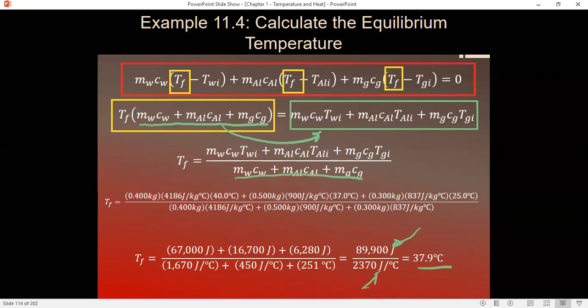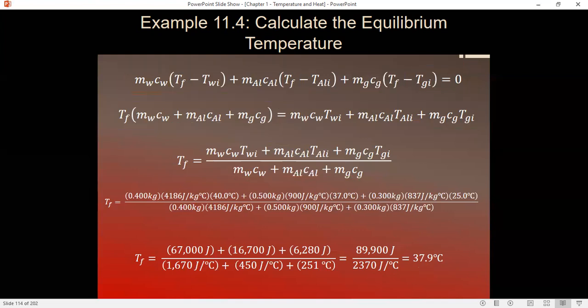Again, a little more complex, but everything's going to have the same final temperature. All the heats are going to add up to be equal to 0. And I can use that to find any of my unknowns.